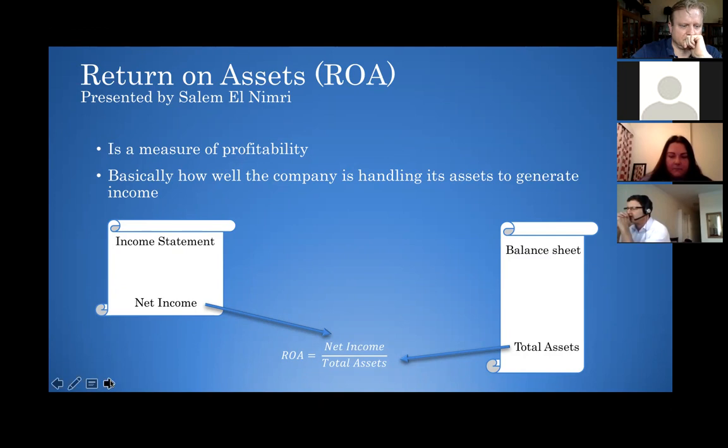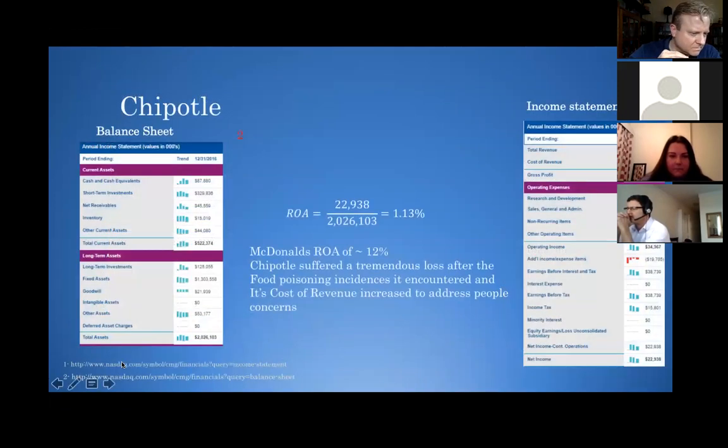The second slide, please. The second slide, I'm showing Chipotle. I love Chipotle, that's why I brought it back.